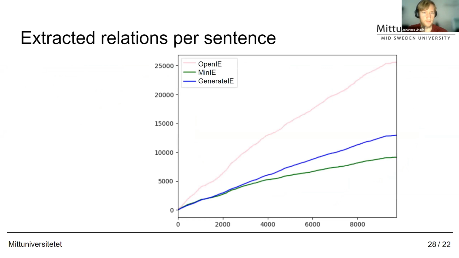And the extracted relationships per sentence, you can see here, the x-axis is the number of sentences we have been analyzing so far. So at 2,000 sentences, it's around 5,000 triples that OpenIE finds, and maybe 2,500 for the other two.